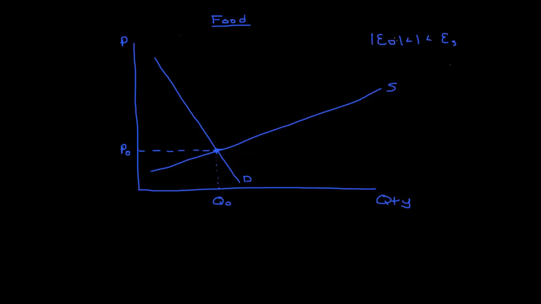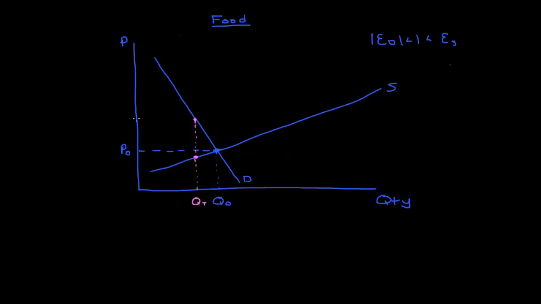Food has a fairly inelastic demand curve because there are no real substitutes for food. And the supply curve is fairly elastic. So in this particular case, we're going to assume that the price elasticity of supply is elastic, or greater than 1, and the price elasticity of demand is inelastic, or less than 1. We're going to use a tax wedge here, so let's assume we put in a tax of $1 on food. So we'll draw in our tax wedge.